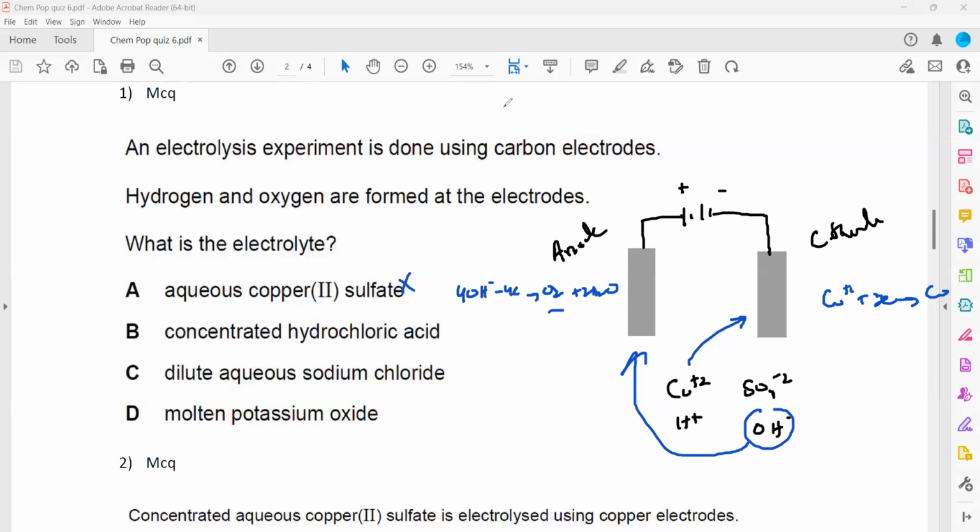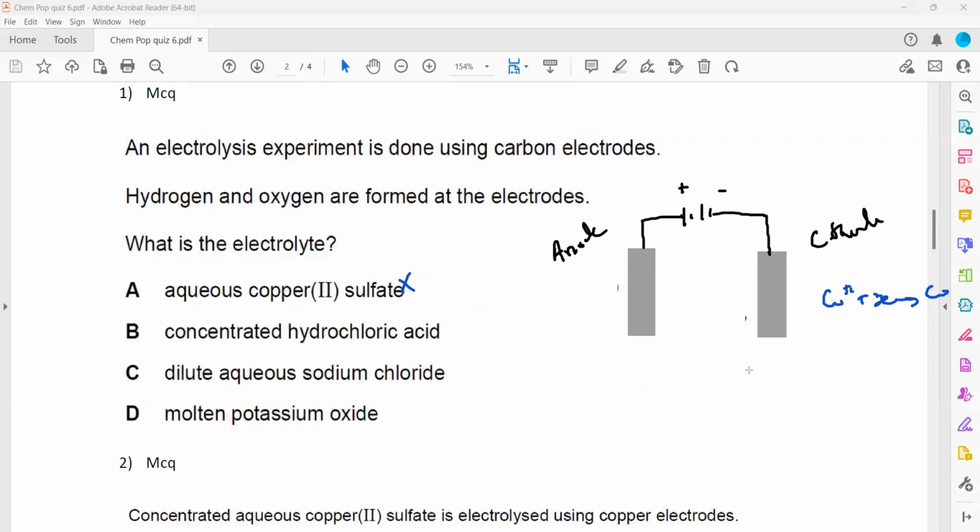If you are doing electrolysis of concentrated hydrochloric acid, which contains hydrogen ion, chloride ion, and hydroxide ion. Because it's a positive ion, hydrogen will move. But for negative ions, we check the amount, because it is concentrated. It means that it has more Cl than OH, so chlorine will move. So here at the anode we'll have chlorine, and at the cathode we'll have hydrogen. So this cannot be the answer.